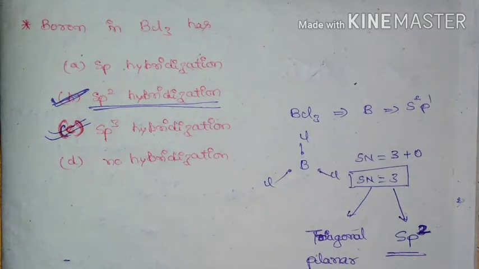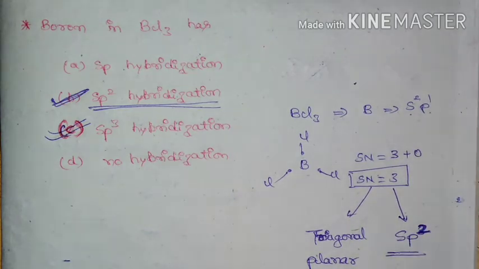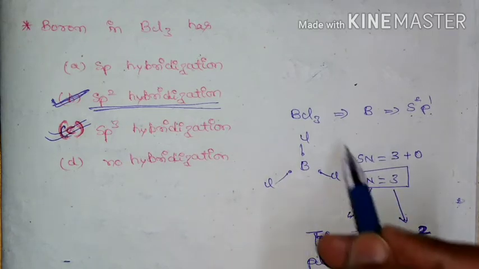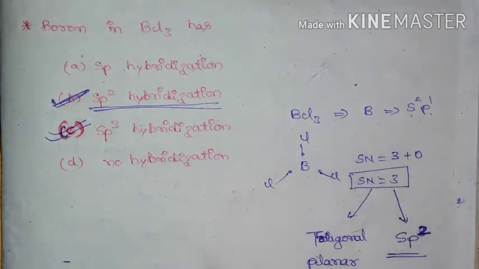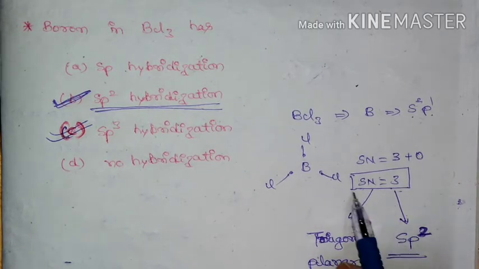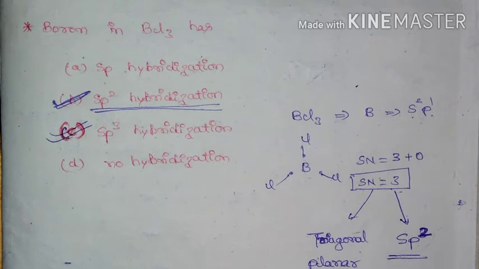In BCl3, boron is the central atom. It has s2p1 electronic configuration. By considering the number of atoms attached plus the number of lone pairs, we get the steric number. So in this case we get steric number 3. For steric number 3, sp2 is the hybridization and it has trigonal planar geometry.